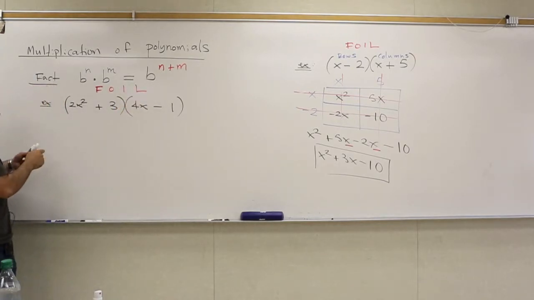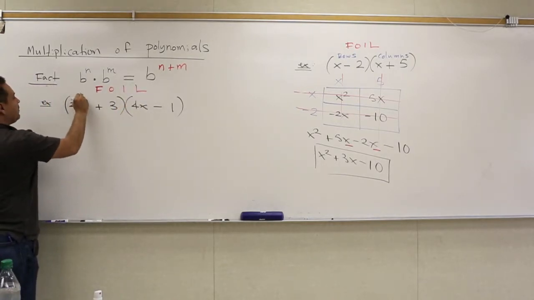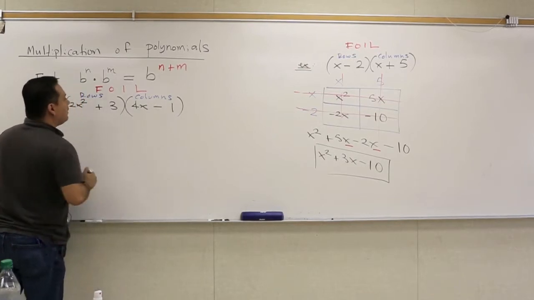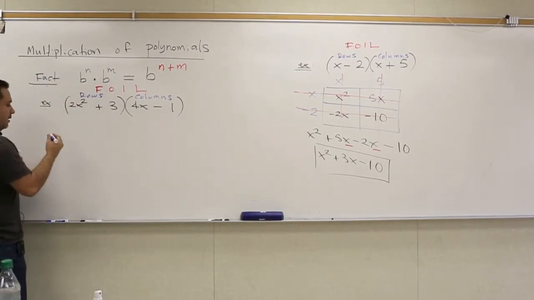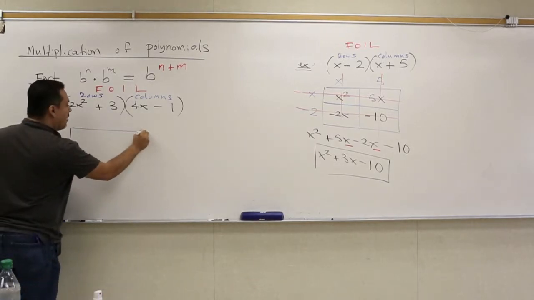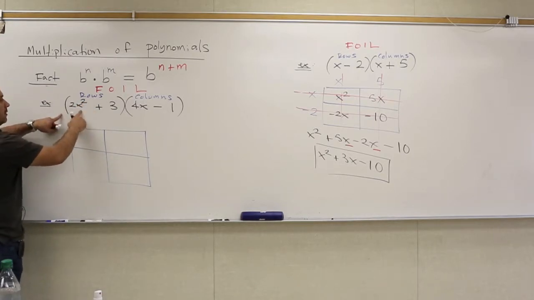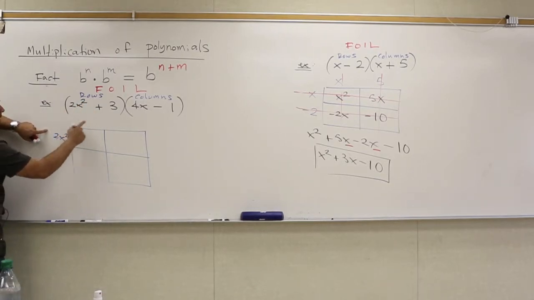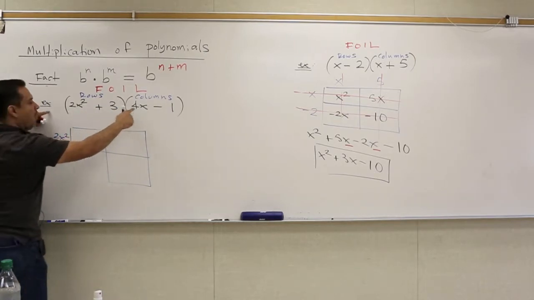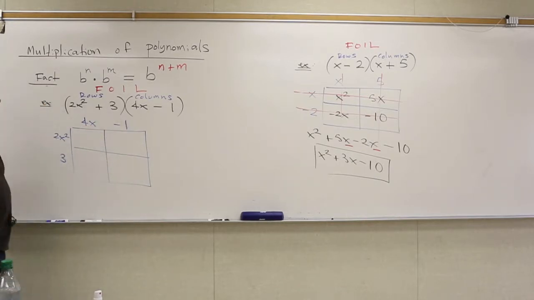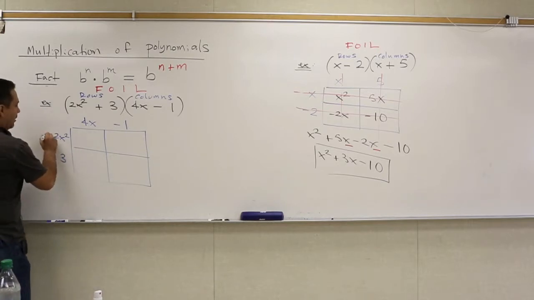And like I said, you may enjoy thinking of this as my rows and as my columns. And I'll show you probably later why this is a good idea. I have 2 rows now and 2 columns again. So my rows, 2x squared, 3, because I have 2 terms. My columns, 2 terms. 4x, negative 1. Okay, so you're going to multiply your rows with your columns.